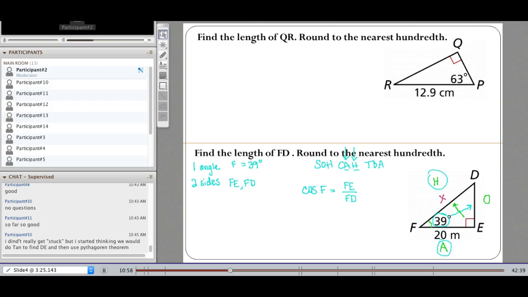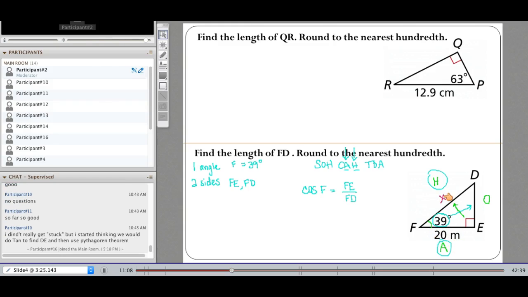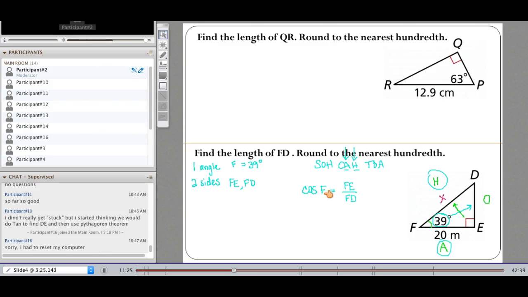Once you have everything labeled, you look for the two sides that you have information on. We knew 20 and we needed X. And so we knew we needed the combination of A and H. If we look at SOHCAHTOA, A and H, that combination only happens with cosine. And so that's how we start writing out the ratio for the cosine. And then it's always cosine of your angle.